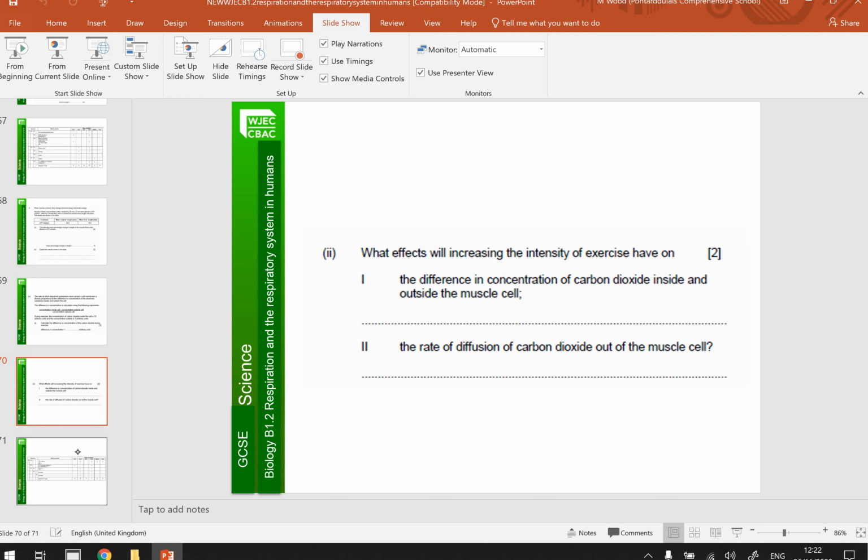So think about the 4 things that you need, okay, to be able to describe what's happening and explain what's happening in the lungs to bring about breathing out or expiration.